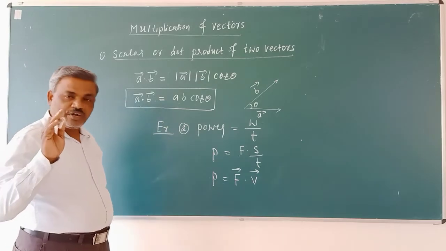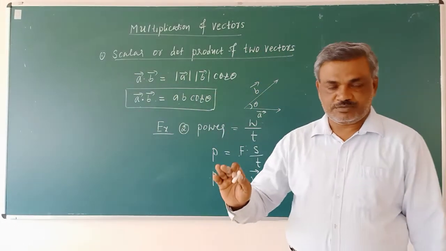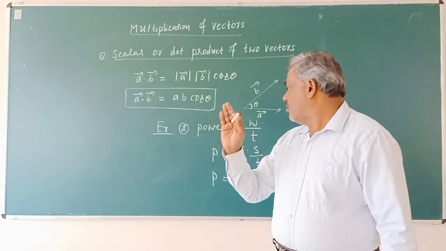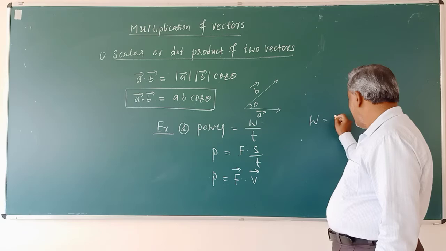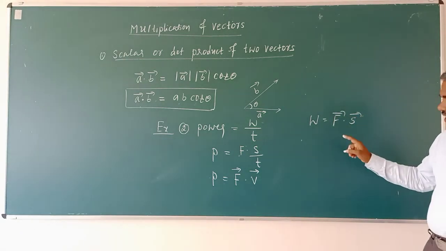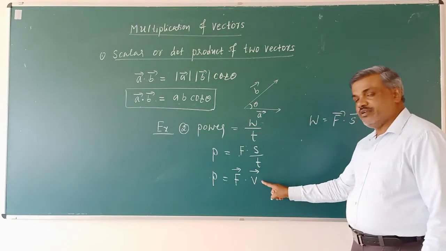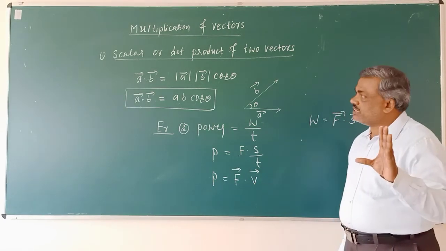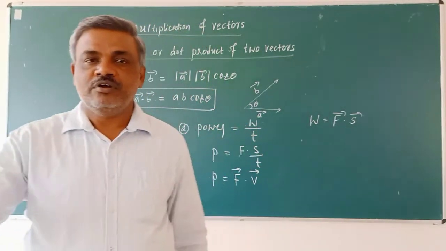So two important examples for scalar or dot product of two vectors. First example, work done: W equals F dot S. Second example, power: P equals F dot V. So these are various examples for scalar or dot product of two vectors.